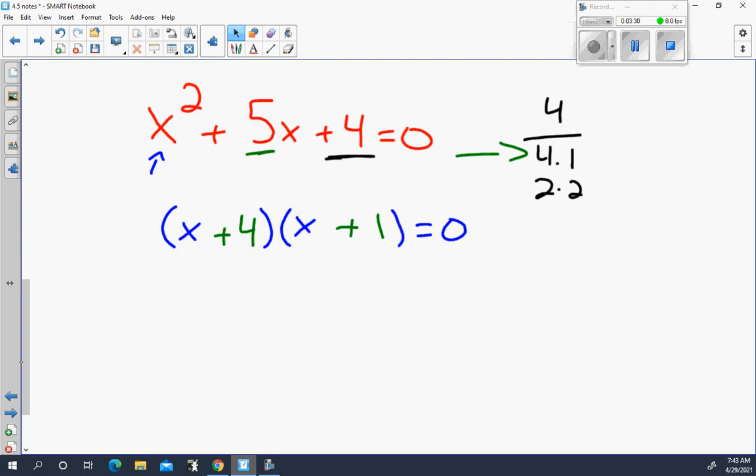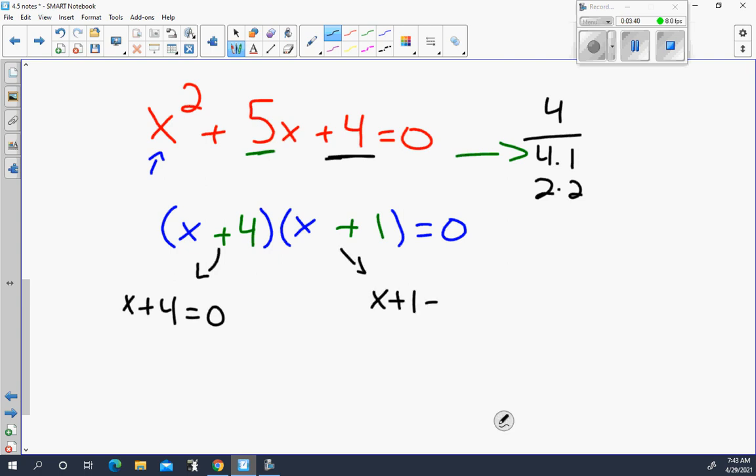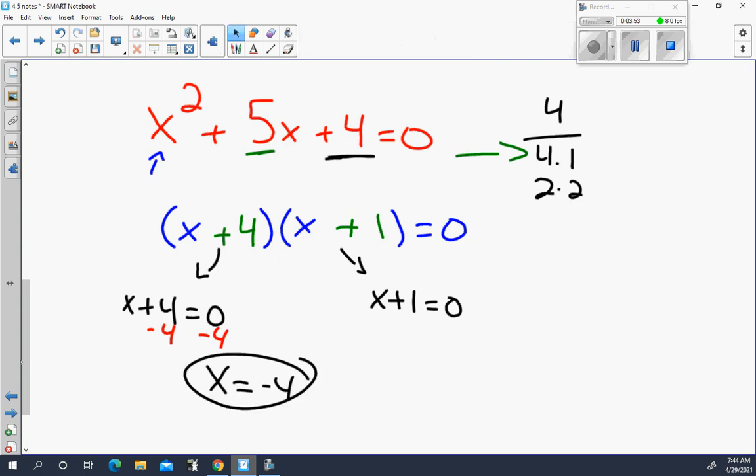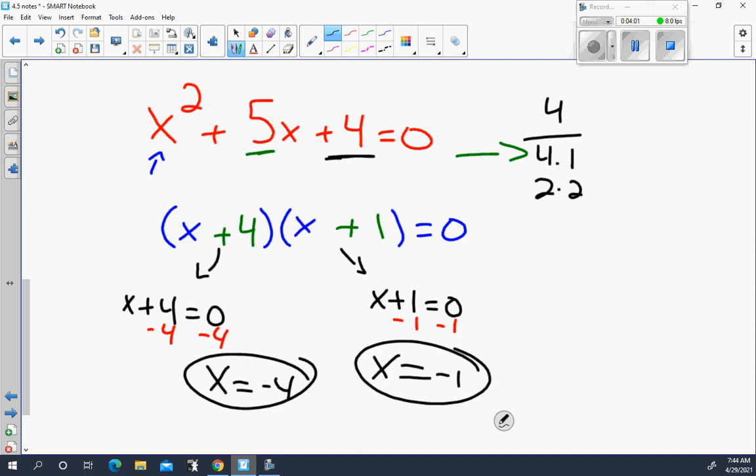Now we have to solve for x. We break this down into 2 equations. x plus 4 equals 0. x plus 1 equals 0. From here, you guys should be able to solve for x pretty easily. Subtract 4. So x equals negative 4. And then we subtract 1 from both sides, and x equals negative 1. Negative 4, negative 1. That's what x equals.